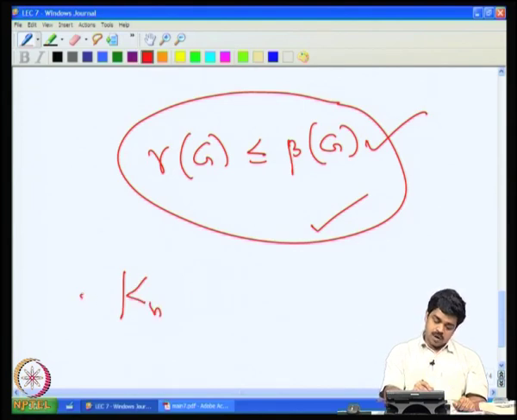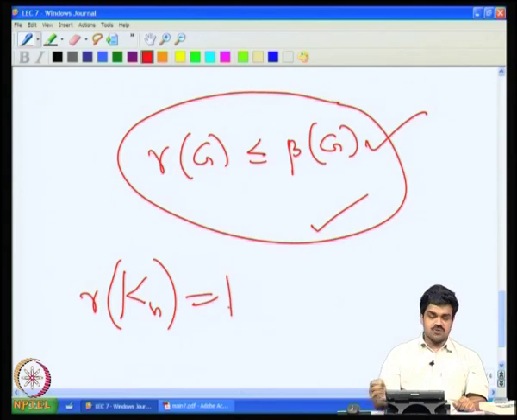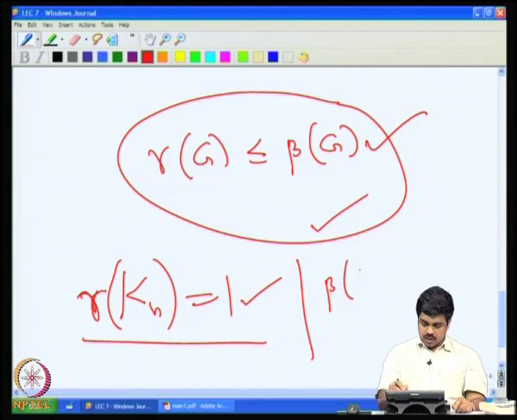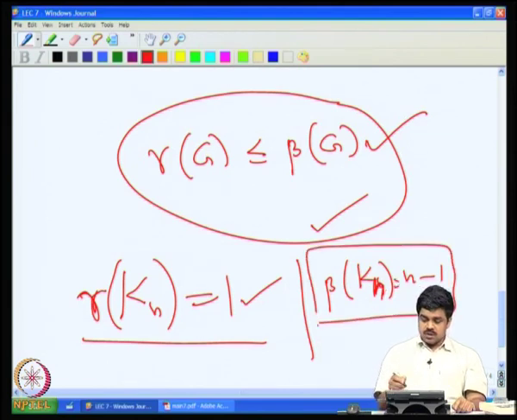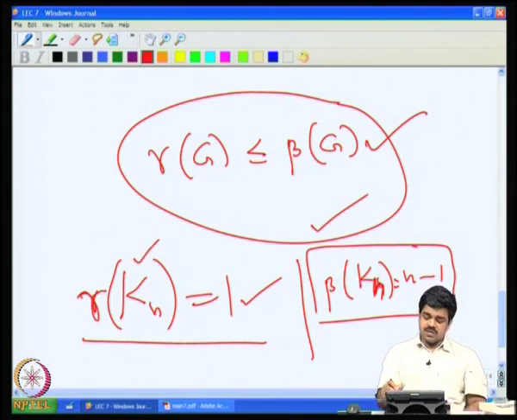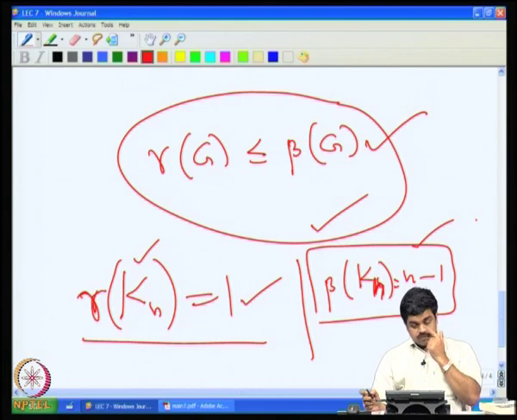So, the gamma of Kn is just 1, as you can see, because if you just pick up one vertex, all other vertices are its neighbors. So, it dominates all of them. So, it needs only one vertex in the dominating set, while the vertex cover number beta of Kn, as we know, is n minus 1, because even if you drop 2 vertices from the vertex cover, there will be an edge between them and nobody in the vertex cover to cover it. So, therefore, in the case of the complete graph, that gap can be very big. So, gamma can be much smaller than beta, that is what we are saying.